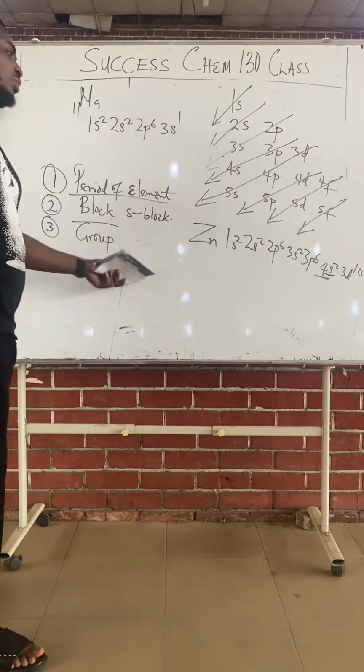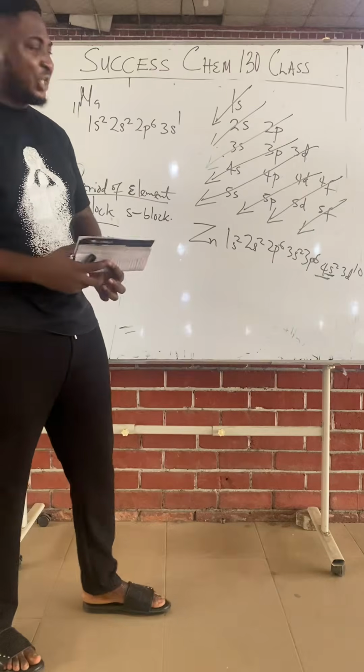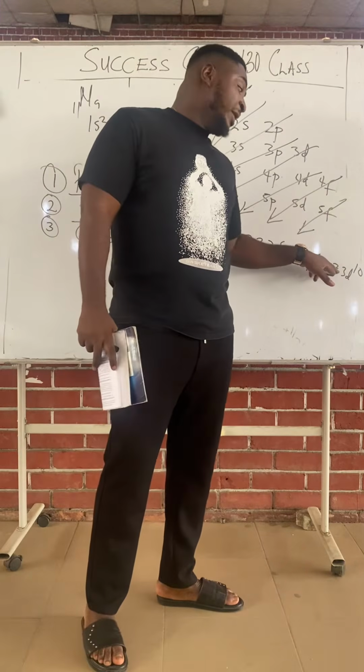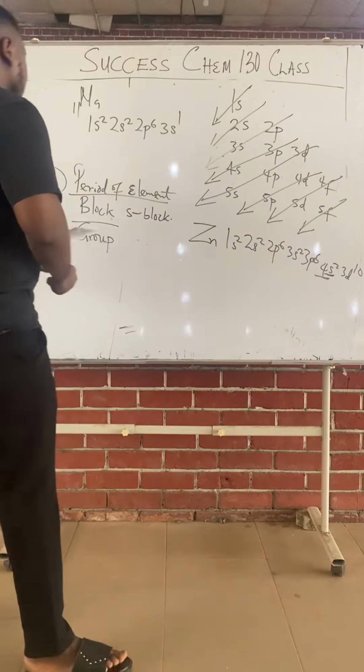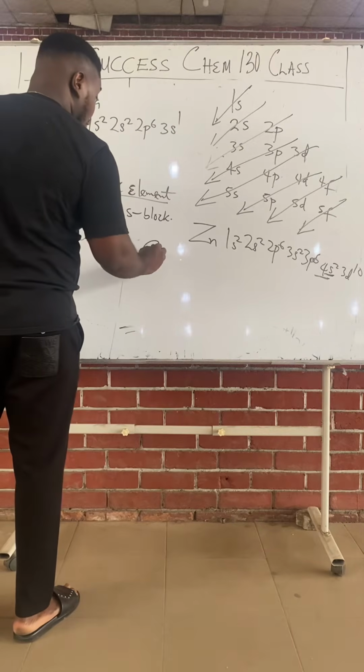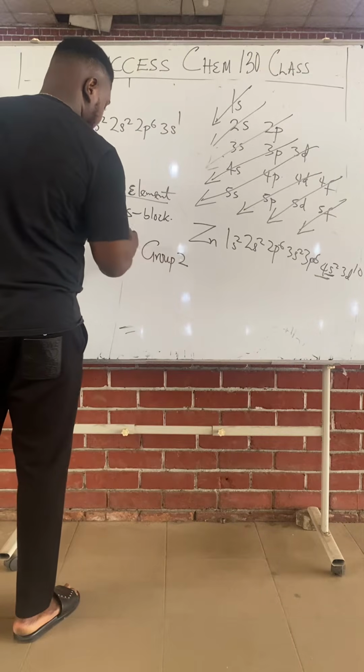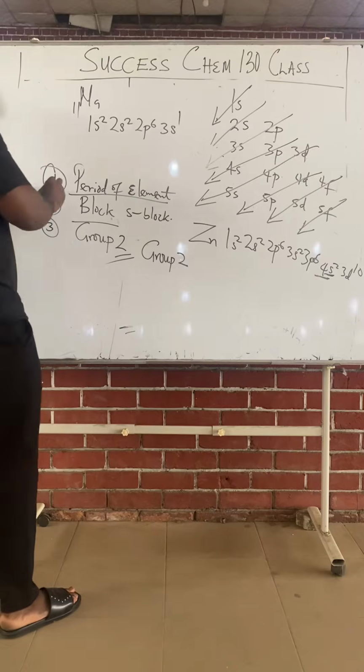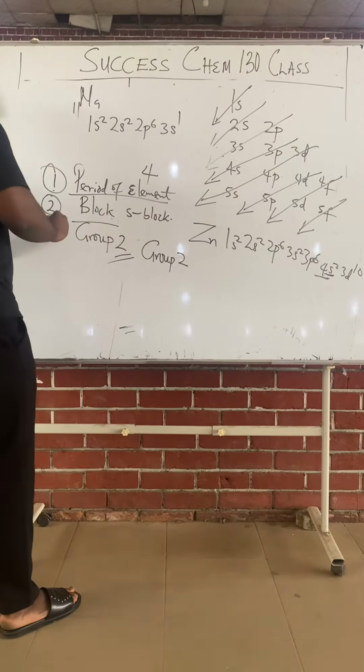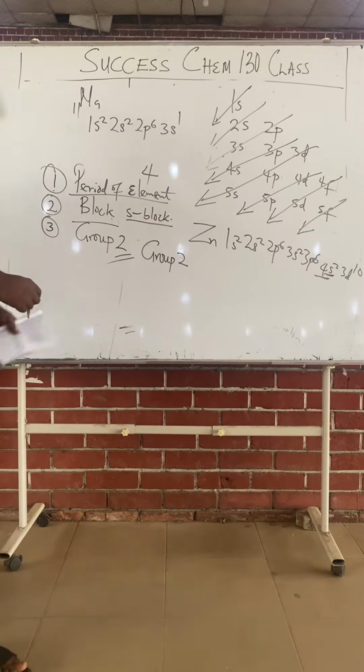Now, what group does the element belong to, class? Go to the highest shell, 4. And what's the number on the block? 2, class. I can tell you that zinc belongs to group 2 in the periodic table. So, period 4, block S, group 2.